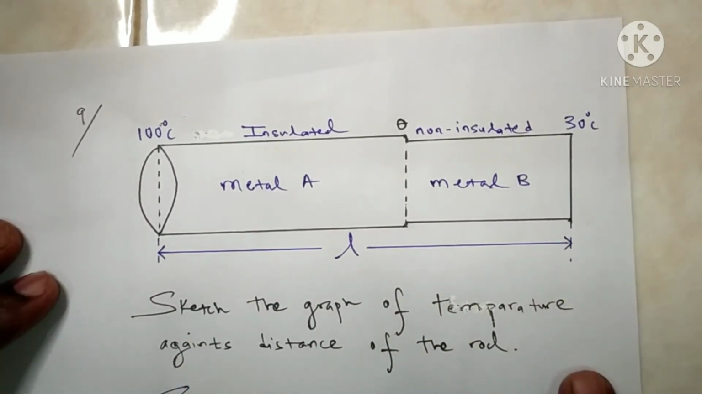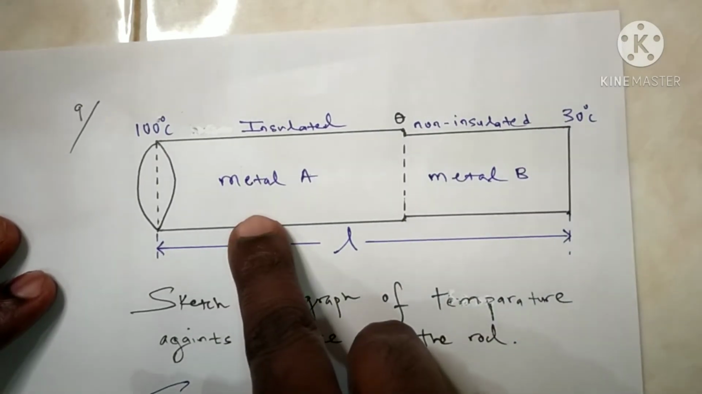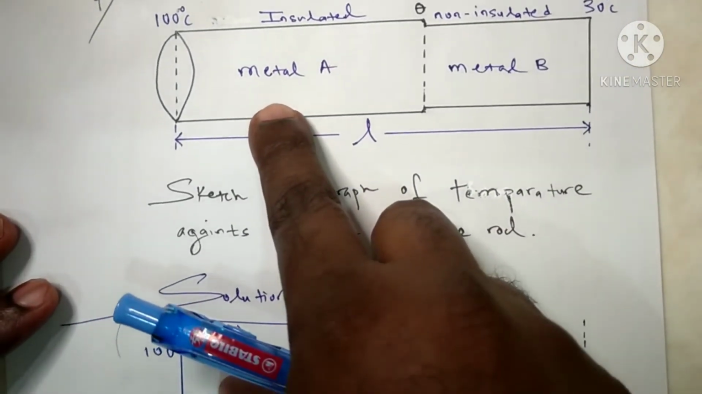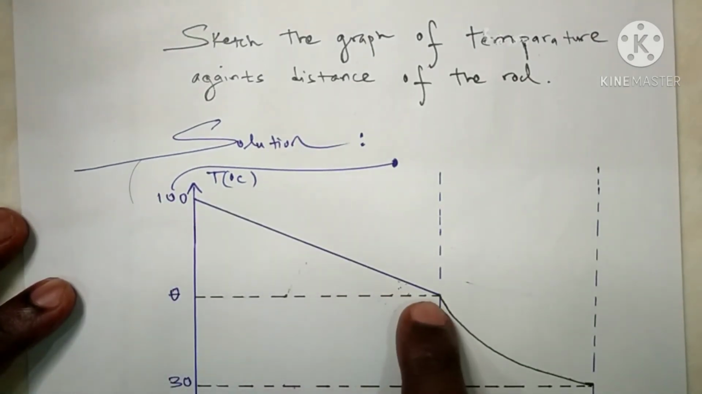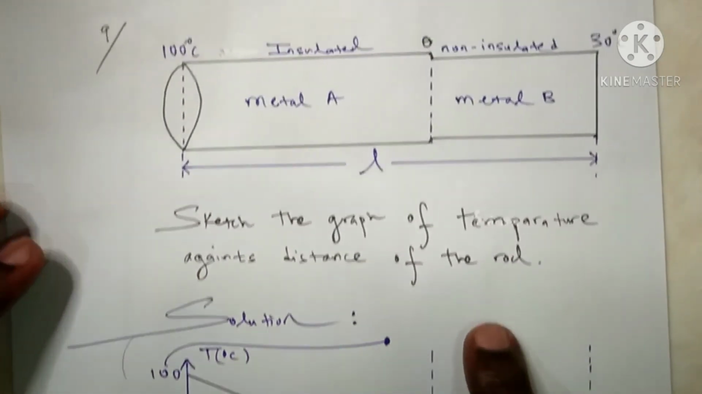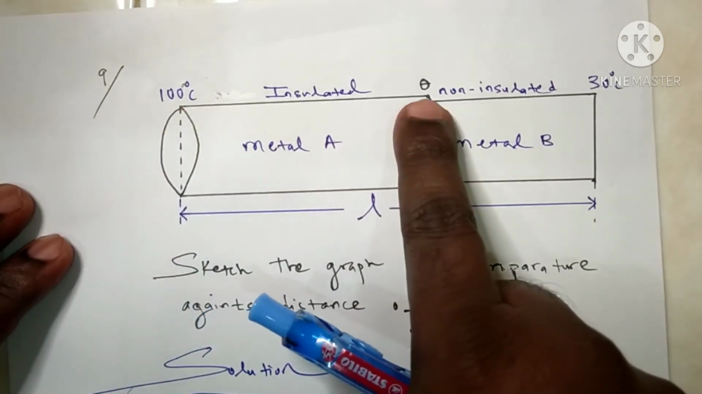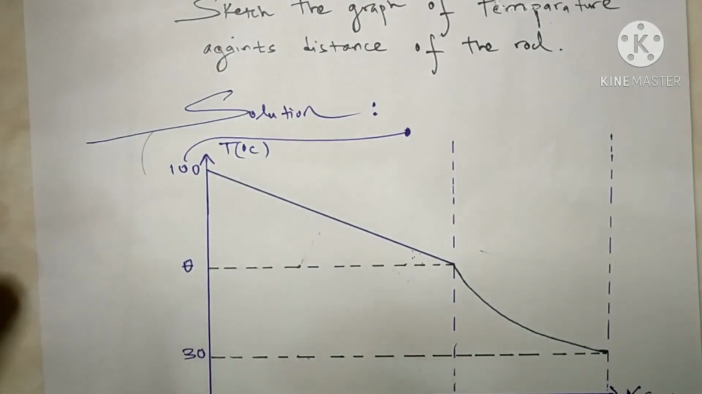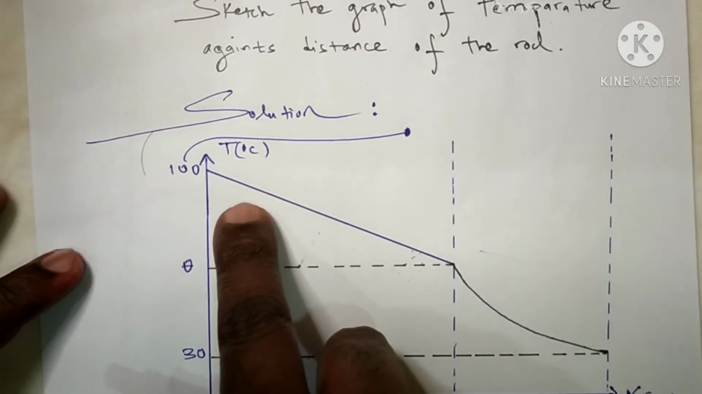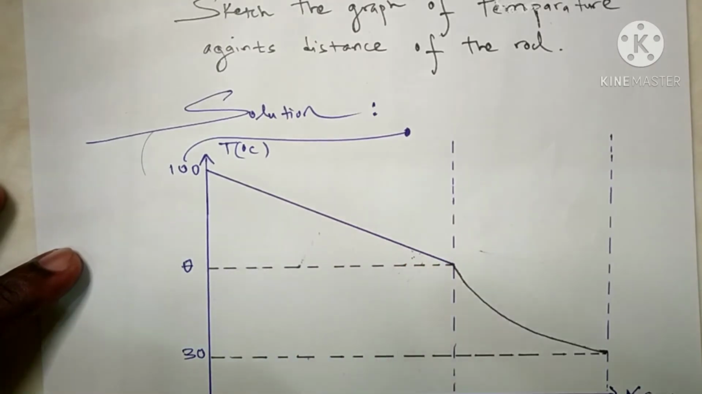For metal A, the rate of heat flow is constant along the rod. It's going to give you a straight line from 100 degrees Celsius to theta. So from 100 degrees Celsius to theta, the temperature gradient will be constant along the rod.